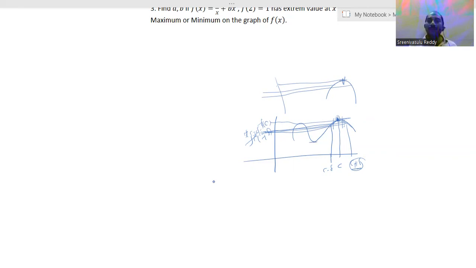Similarly, for a minimum, you observe that the graph decreases, reaches some minimum value, then increases. The point at which the phase changes from decreases to increases means negative to positive. Here it is positive to negative: it increases, reaches a peak and then decreases. Here it is negative to positive. At the point the curve's nature changes. Okay, so this is the way to understand the concept of maxima minima.